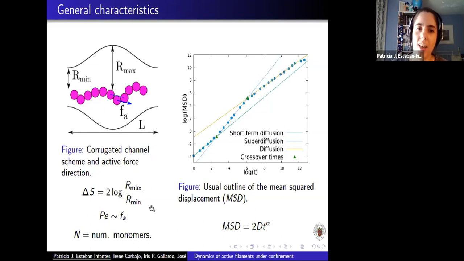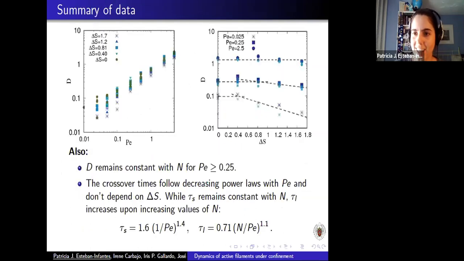And we take the active force of the polymer tangent to the backbone of the polymer. So we tried to characterize the dynamics by means of the mean square displacement. And when we analyze the graphics in logarithmic scales, we found 3 different regimes. And we used the last one to compute the diffusion coefficient. But we also have some interest in the crossover times, the green triangles, that mark the transition between the 3 dynamic regimes. So can you change the slide?